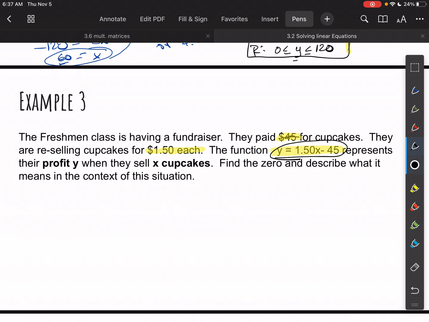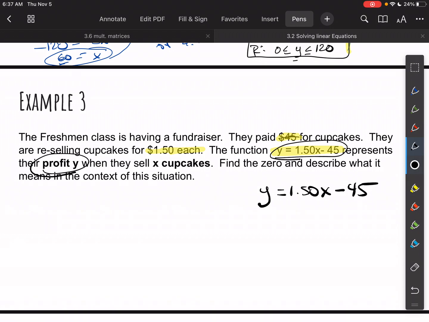If you pay $45 for cupcakes, then y is your total profit. Your total profit is going to equal $1.50 times how many cupcakes you sell, minus the amount you paid for them. Because that's not profit. What you paid for them is part of the cost. So we have to subtract that out, right?